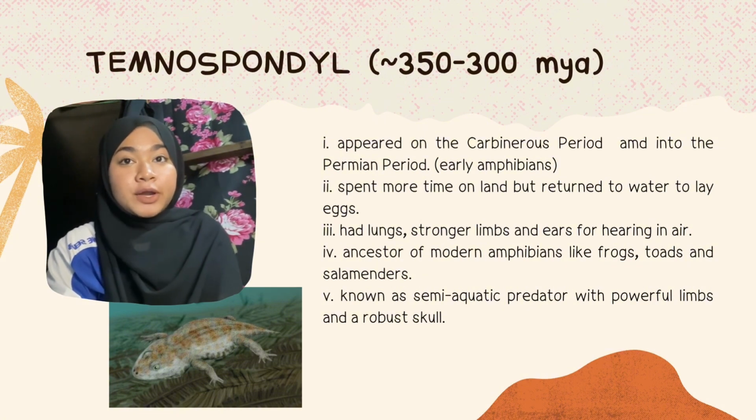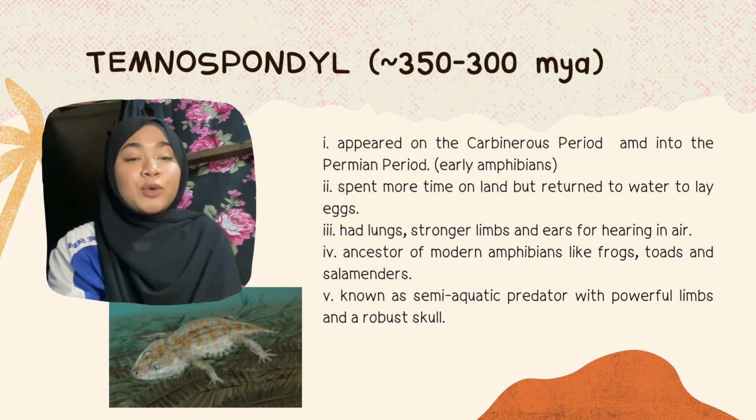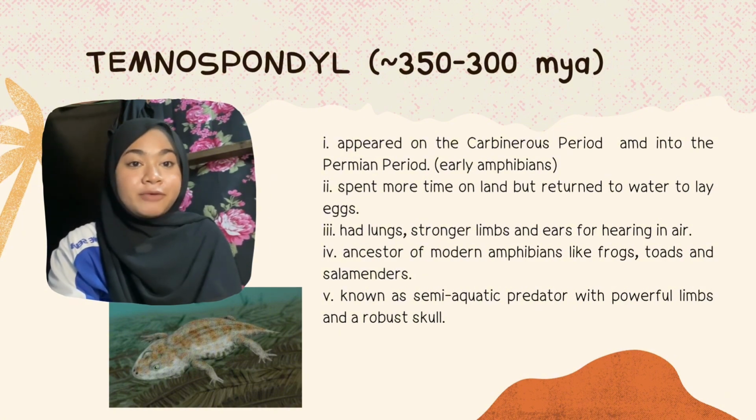The third and last is Temnospondyl. Temnospondyl appeared 350 to 300 million years ago, in the Carboniferous period and into the Permian period, which is the early amphibian stage. It spent more time on land but returned to water to lay eggs. It had lungs, stronger limbs, and ears for hearing in the air. Temnospondyl is also an ancestor of modern amphibians like frogs, toads, and salamanders. Lastly, it is known as a semi-aquatic predator with powerful limbs and robust scales.